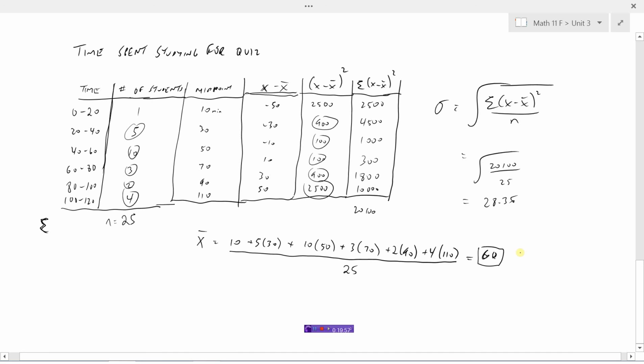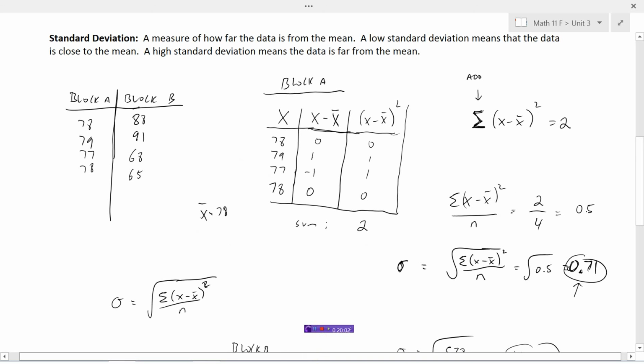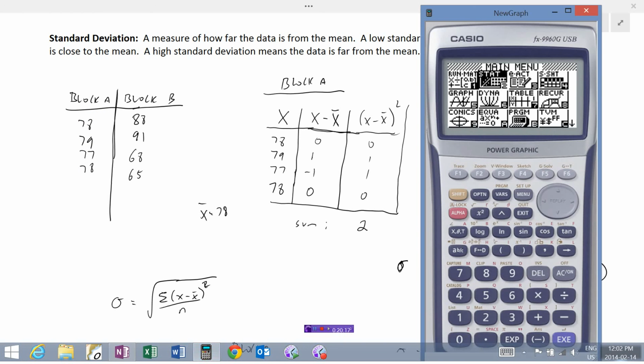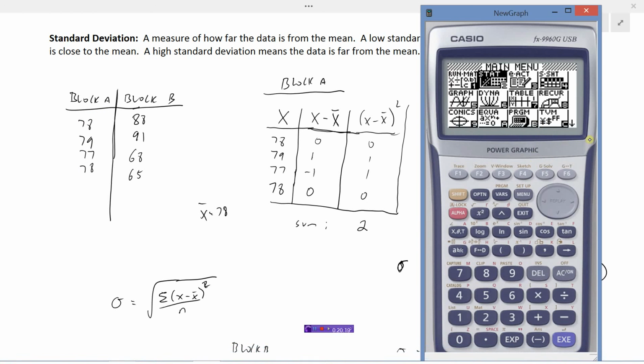We'll look now at how we can find the mean and the standard deviation using a graphing calculator. So let's go back to this data that we had for the different test scores in Block A and Block B. So let's find the mean and the standard deviation for Block A. So we'll get our calculator out, and I'm going to show this with the Casio one. If you're using the TI calculator, it's a little bit different, but I'm going to show you with the Casio one because that's the one I have on here.